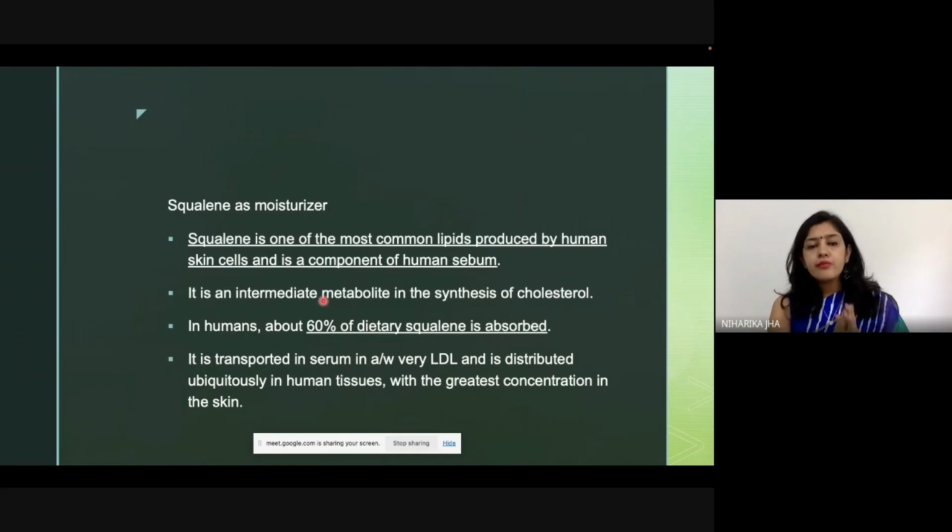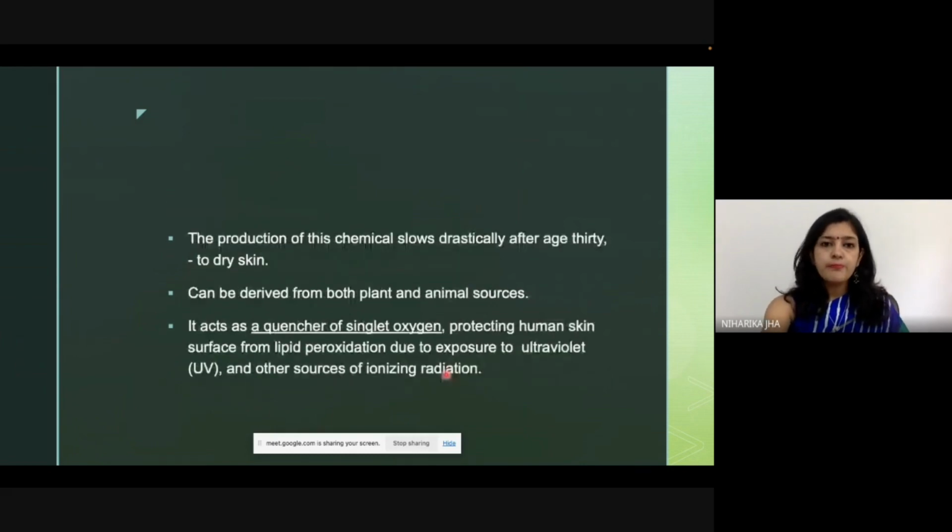Out of the various emollients, I would like to talk about choline in a bit of detail. What is choline? Choline is basically an intermediate metabolite which is reduced during the synthesis of cholesterol. And about 60% of the dietary choline is absorbed in the human body. It is a major component of the human sebum. How is it transported in the human body? It is transported in association with LDL, which is the low density lipids.